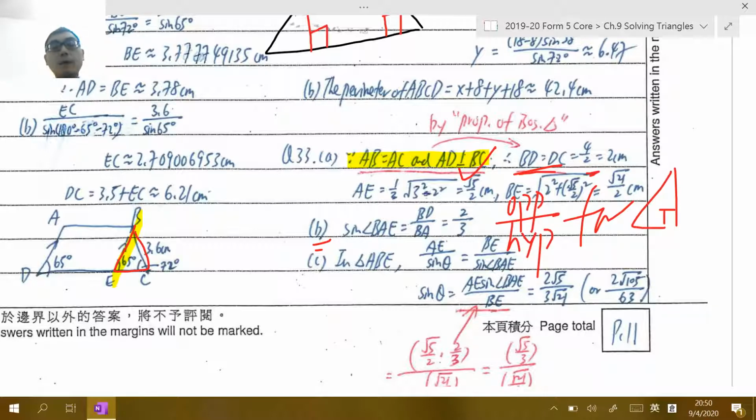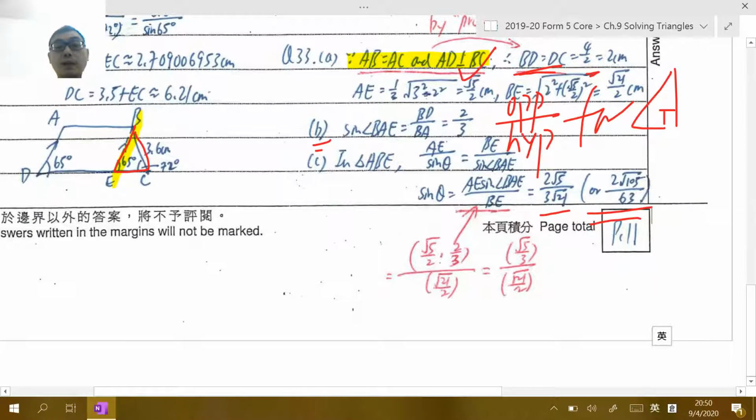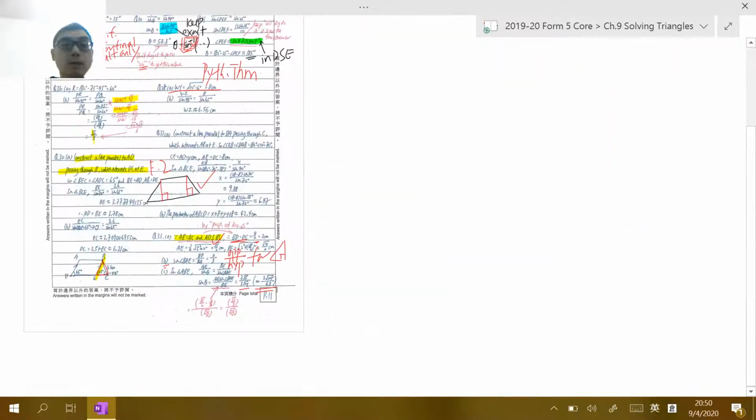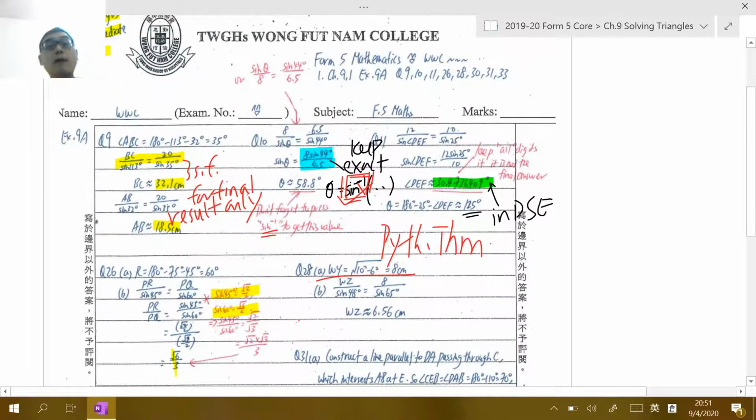But this time you have to simplify the surd, so you may have simplified it like this, or if you have rationalized it to make it this, it is also okay. Do remember that both are accepted. That means even if your answer is not rationalized, and you just leave the square root 21 in the denominator, it is also accepted. So I would like to say that this is the first homework about the sine formula.